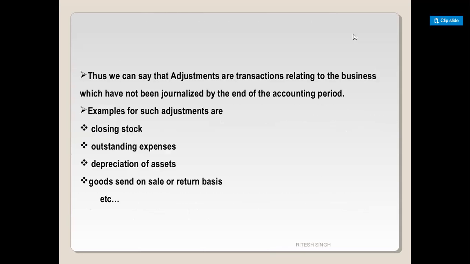Now, how to deal with adjustments? Examples of such adjustments are closing stock, outstanding expenses, depreciation of assets, and goods sent on sale or return basis. These adjustments are to be given effect in two sides of final accounts. One will be debit and another will be credit. And it will have two effects: one may be in the balance sheet, another may be in the trading and profit and loss account.